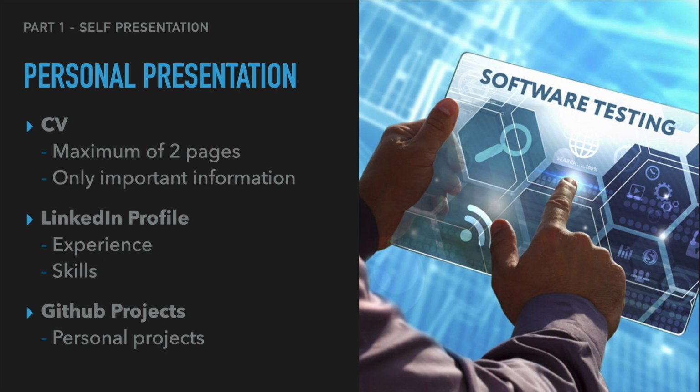So let's summarize what we have learned here. Always make your CV a maximum of 2 pages and always focus on the most important information. You should include your LinkedIn and GitHub account links in your CV. LinkedIn is the place where you can write very detailed information about your work experience, skills and achievements. Last but not least, create a few simple projects where you showcase your programming and testing skills and upload them to your GitHub account so the recruiters can see it.